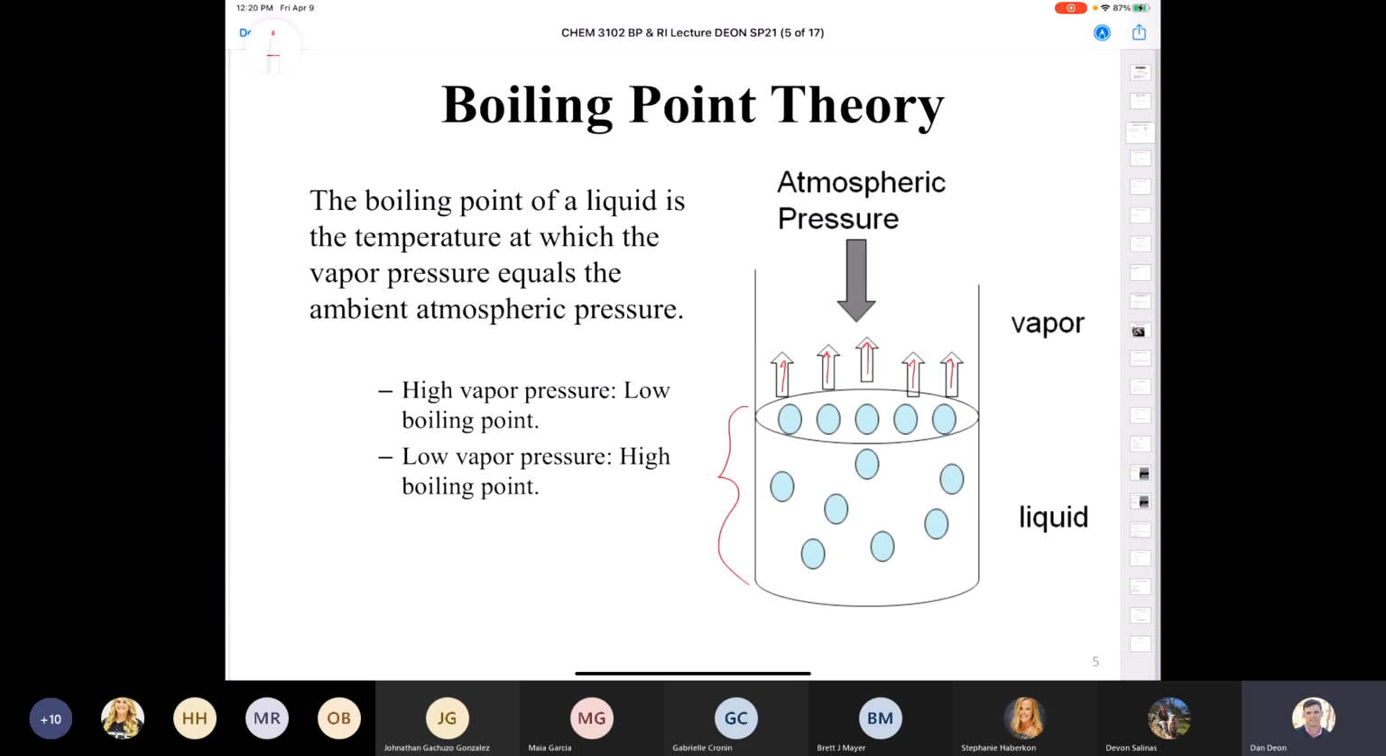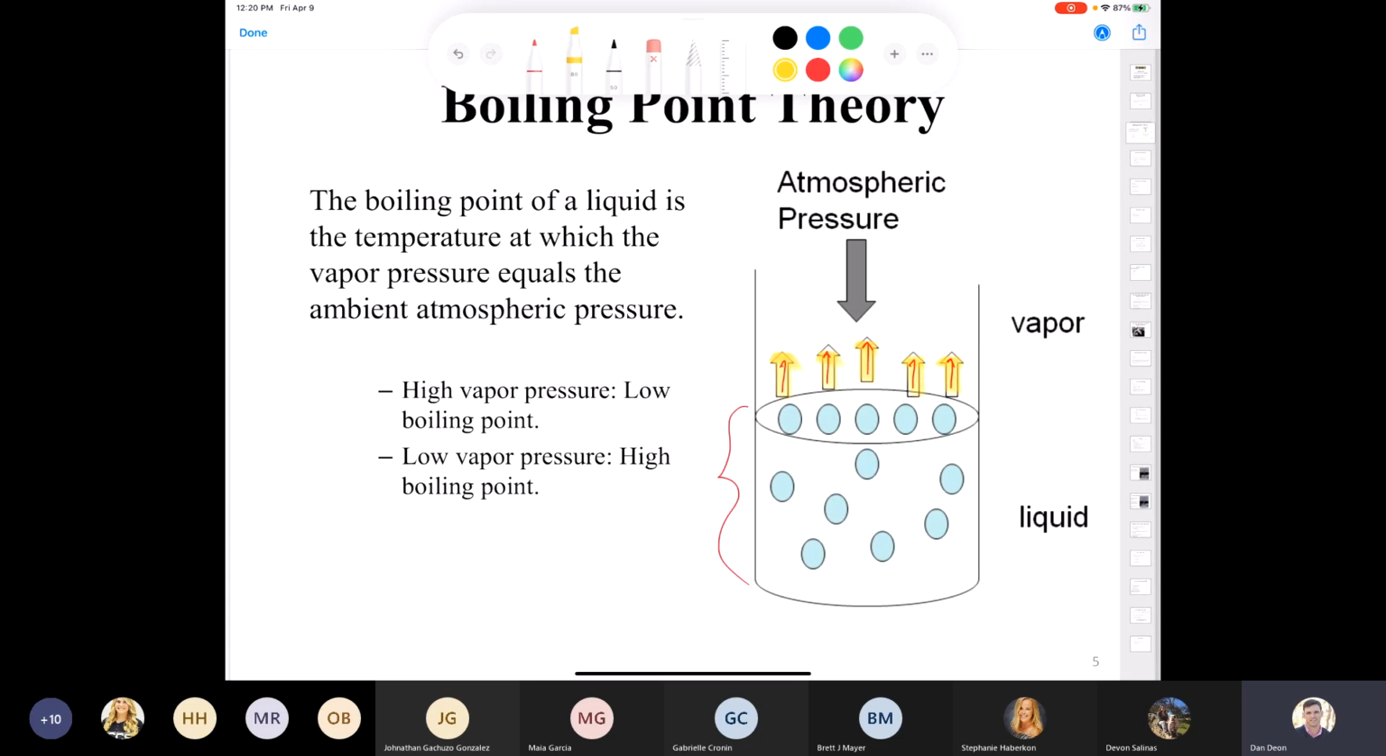Did you boil the water? No. If you just left it on a table overnight, you didn't heat the water up to boiling point. You didn't heat it up to 100 degrees Celsius. But you know that even at atmospheric pressure, some of the water molecules have enough kinetic energy that they were able to escape the liquid phase and go into the vapor phase.